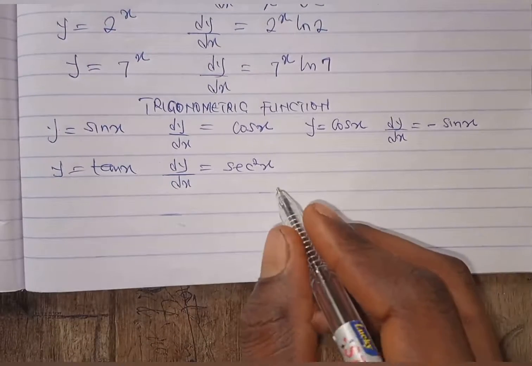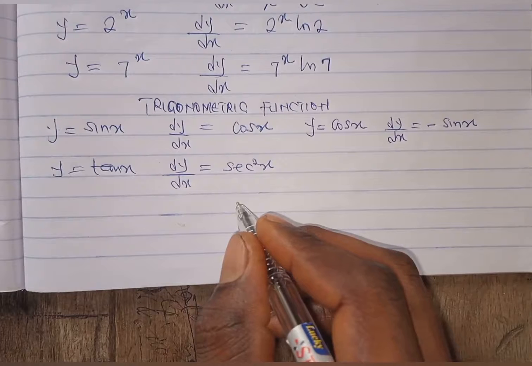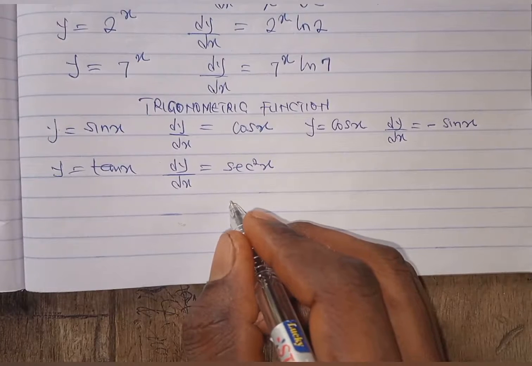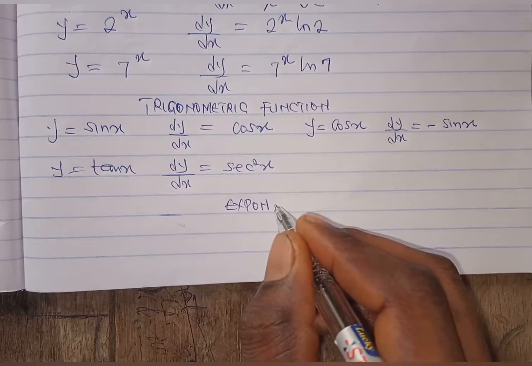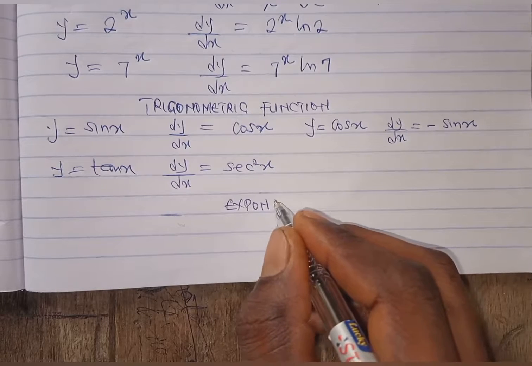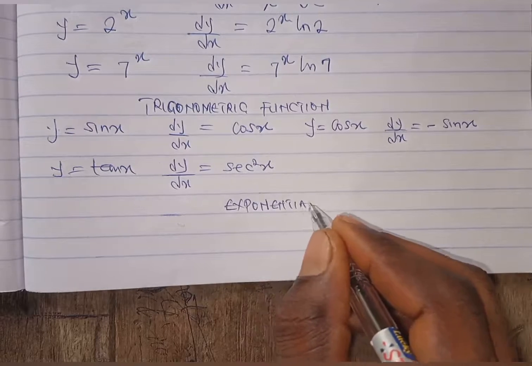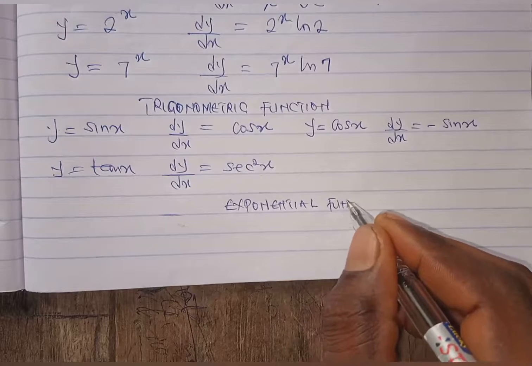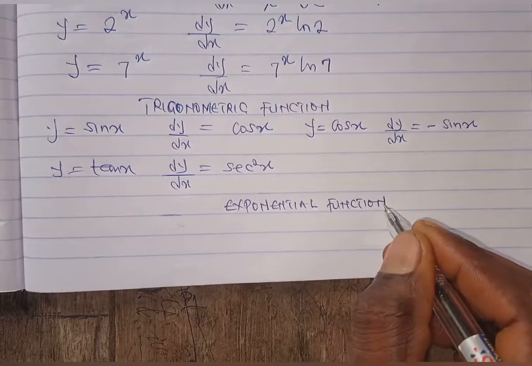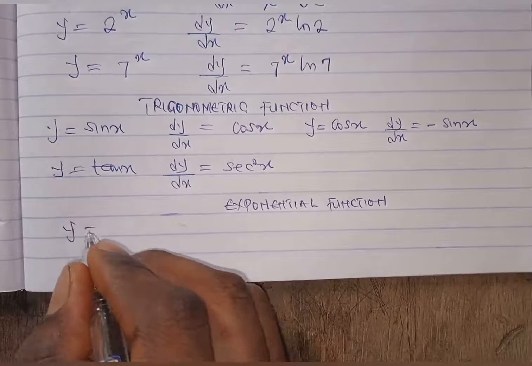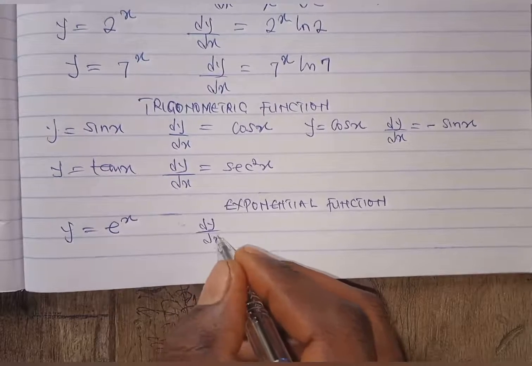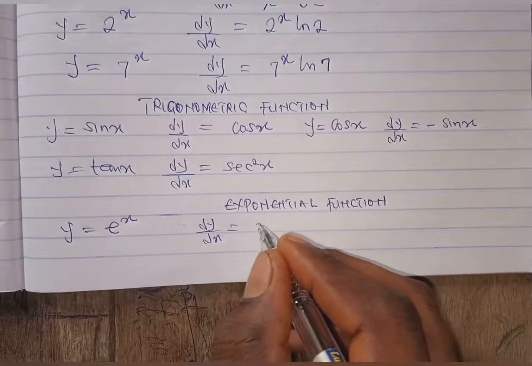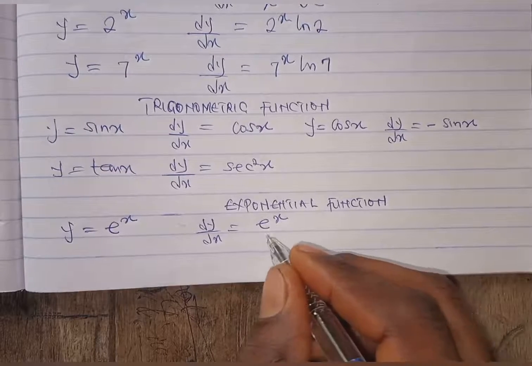And lastly, we are going to look at the exponential function. For the exponential function, if you are given y is equal to e raised to the power of x, so your dy dx, I think this one is quite simple. Your dy dx is e raised to the power of x. So it's as simple as that.